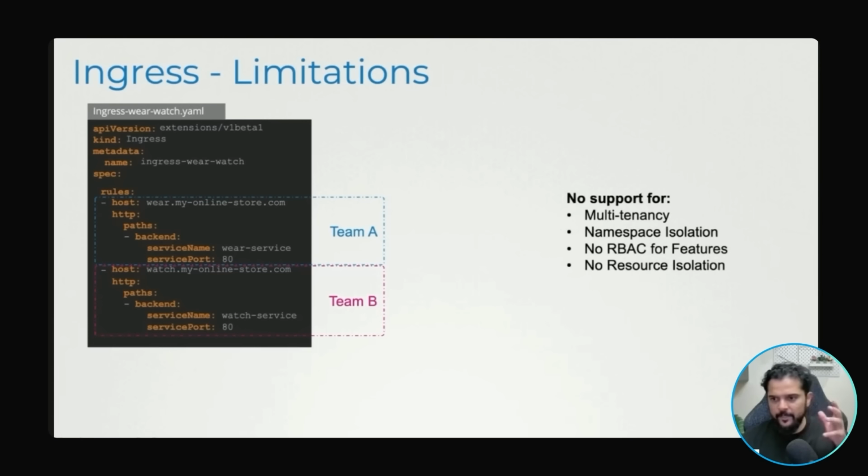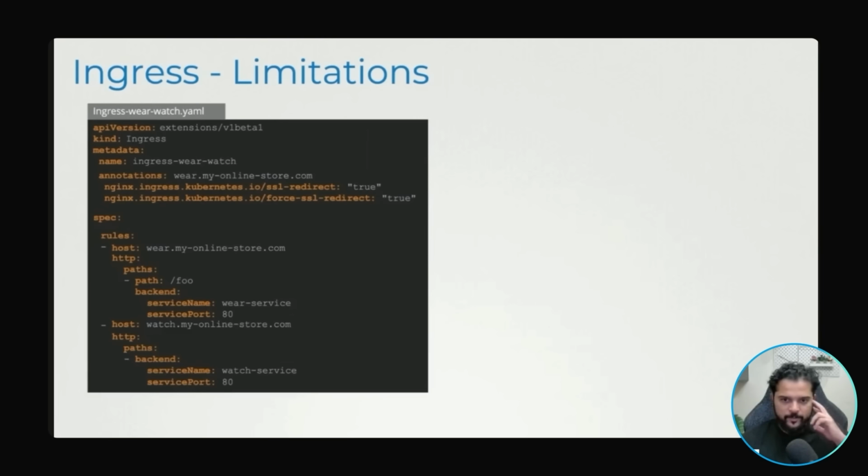There was no built-in or native support for multi-tenancy. There was no support for namespace isolation, and no RBAC features really. So there's no resource isolation happening. That was one of the major challenges.